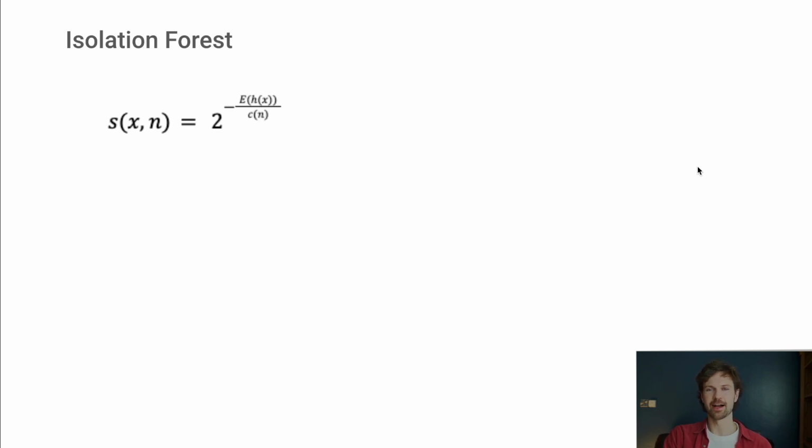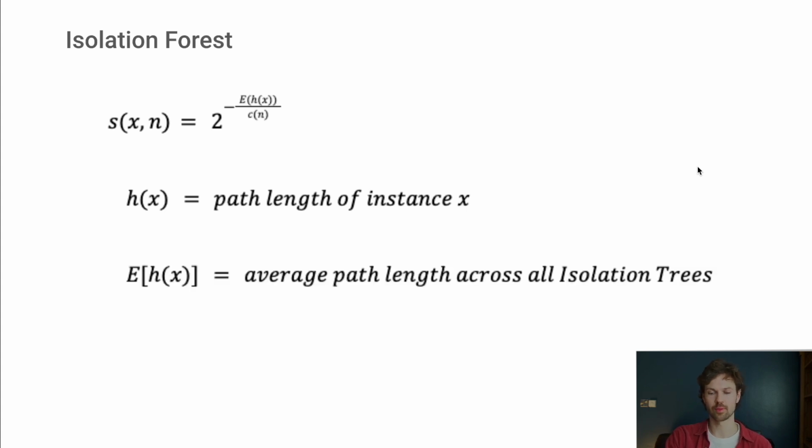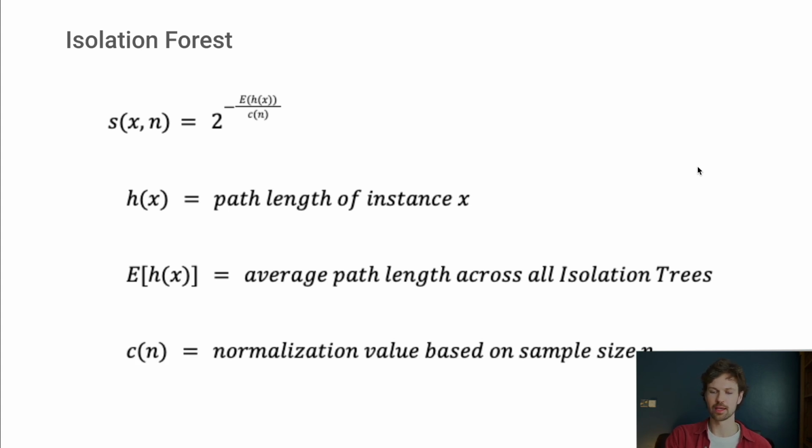S is our anomaly score. h(x) is the path length of instance x in one of those isolation trees. Then E[h(x)] is the average path length across all isolation trees. And finally, c(n) is a normalization value. We need this because if you have more instances in your tree, if you have a bigger sample, the tree is going to be bigger on average, and so the path lengths are just going to be larger for all instances.